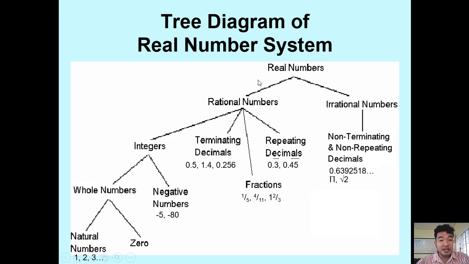Here is another representation of the real number system using the tree diagram. As you can see, rational numbers and irrational numbers are both real numbers. Rational numbers are integers, terminating, then repeating decimals. Then we have integers. Part of integers are whole numbers and negative numbers. Then whole numbers, we have natural numbers and zero.